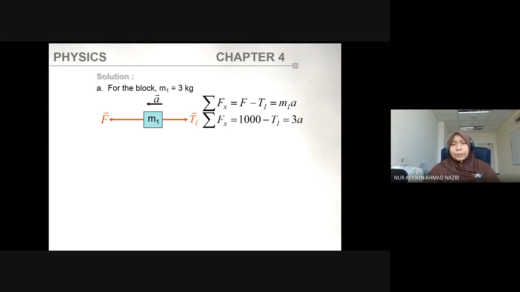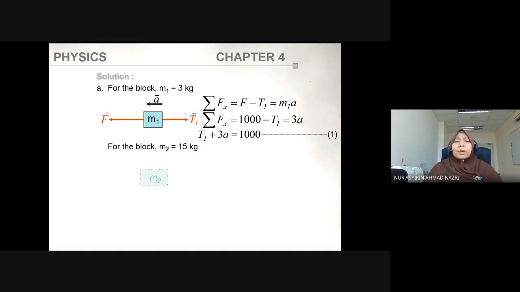Alright, so we substitute the values so that we see whether we can solve one of the values or not. But still not. We still have two unknowns. T1 plus 3A equal to 1000. So we have two unknowns, so we need to find another equation.